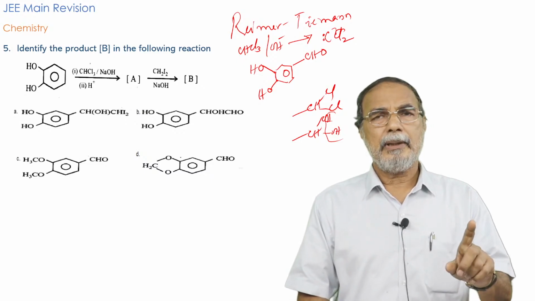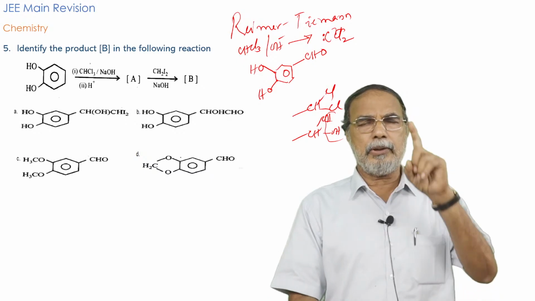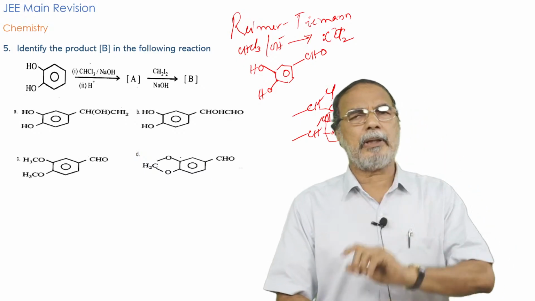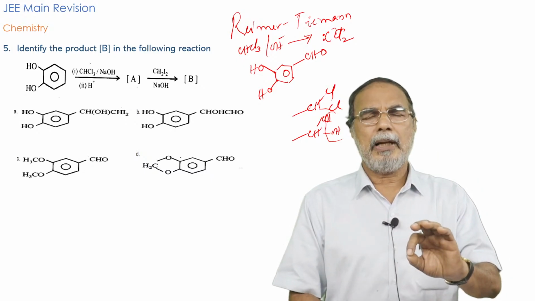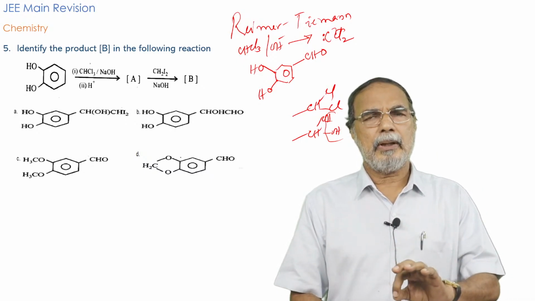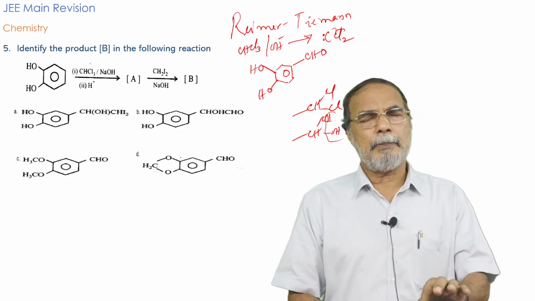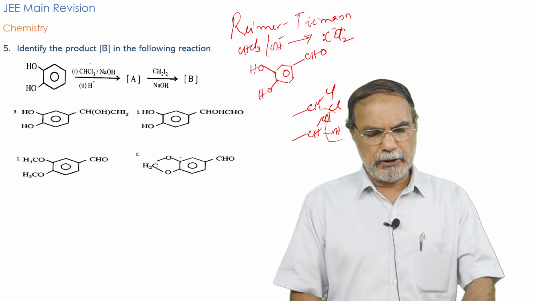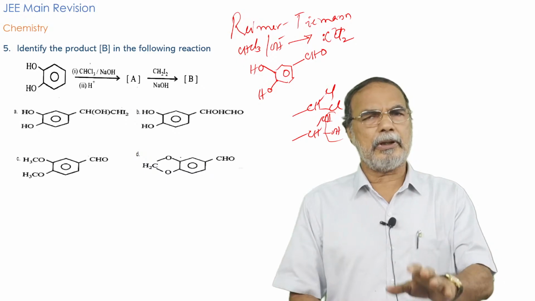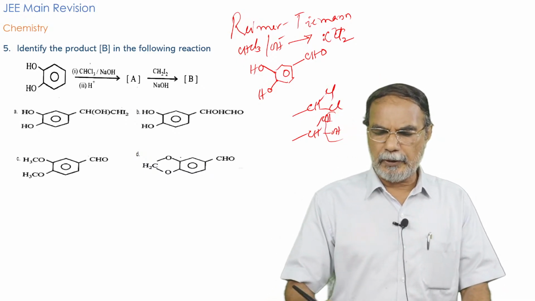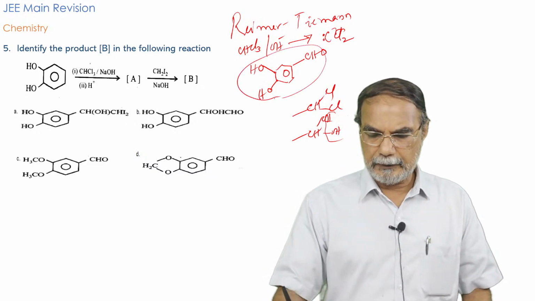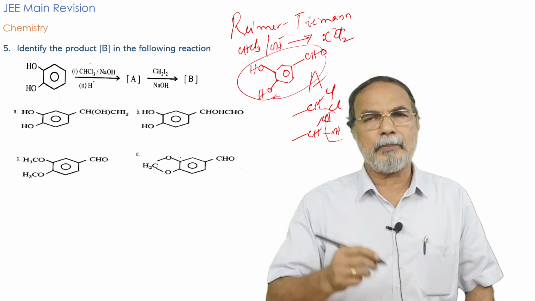So remember, it is the Reimer-Tiemann reaction. You must remember that the Reimer-Tiemann reaction generates an aldehyde group at the ortho or para position of the phenol, in this case at the para position of one of the phenolic groups, and the product obtained is this aldehyde. That is the compound A. This is the compound A.